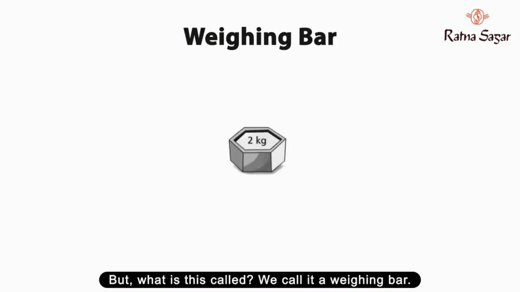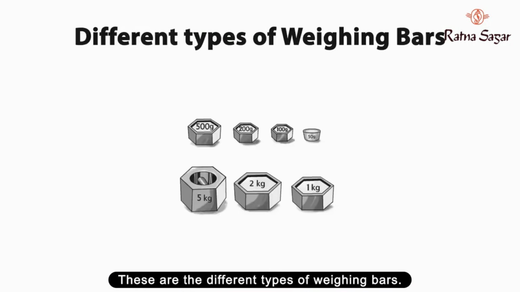But what is this called? We call it a weighing bar. We use weighing bars to check the weight of an object. These are the different types of weighing bars.